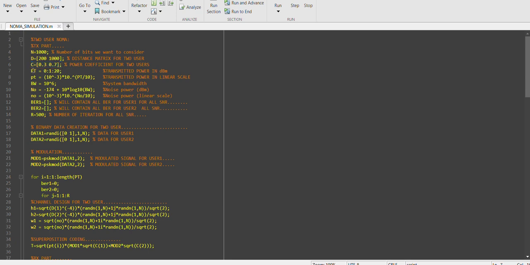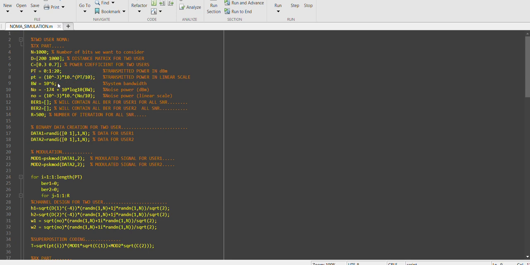Now we need to give the range of power we want to consider. Suppose we will start from 0, we will increment by 1 and go up to 20, and this power is in dBm. So we will convert it to linear scale for our simulation. So this is the formula to convert the dBm power to linear scale.